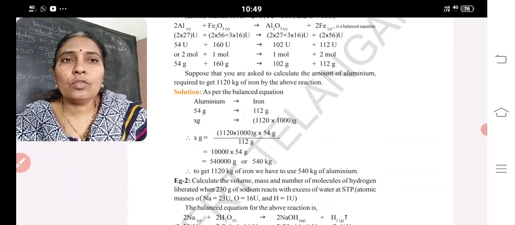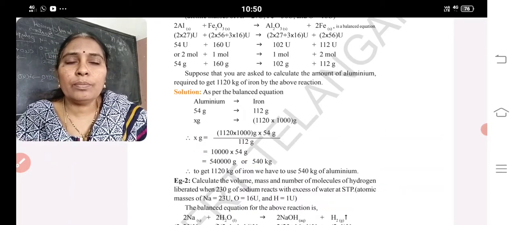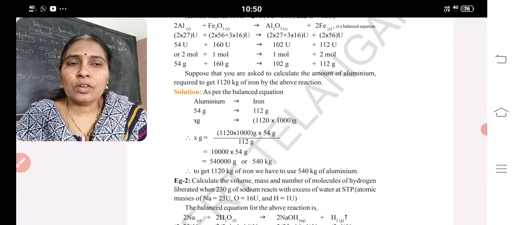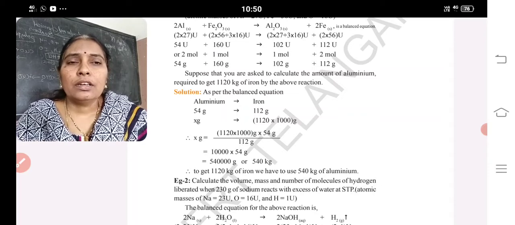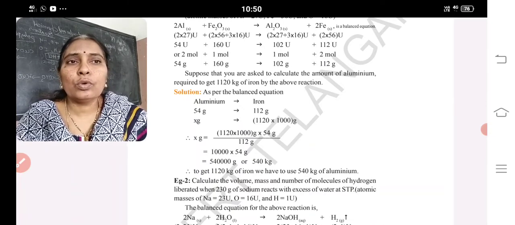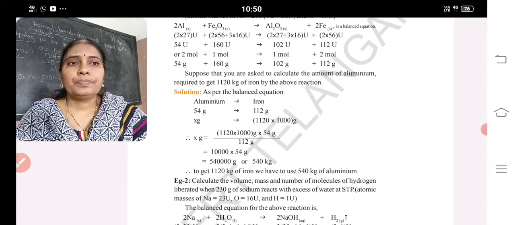On the screen you are able to see the equation, that is aluminium plus iron oxide gives us aluminium trioxide plus iron. The 54 grams, that is 54 unified mass, and 160 unified mass gives 102 U and 112 U. 2 moles plus 1 mole gives rise to 1 mole plus 2 moles. So 54 grams plus 160 grams gives rise to 102 grams plus 112 grams.